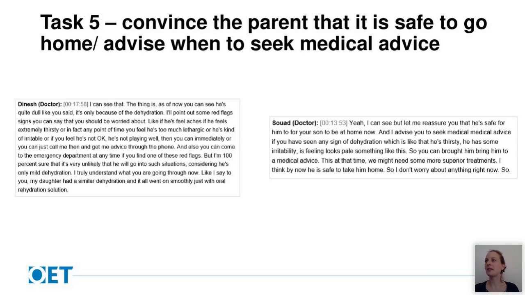Great reading your comments. Many of you are repeating the sort of bits that I just picked up on those previous doctors. What do you think of Dinesh and Swad? So this time, doctors are suggesting the doctor on the left. What do you think is better about the doctor on the left?